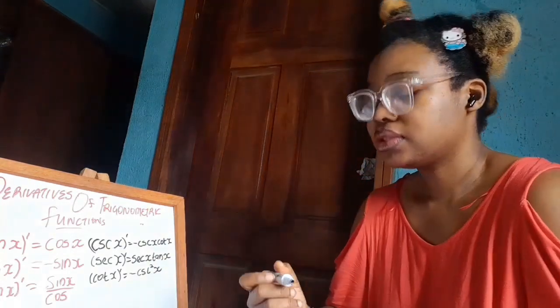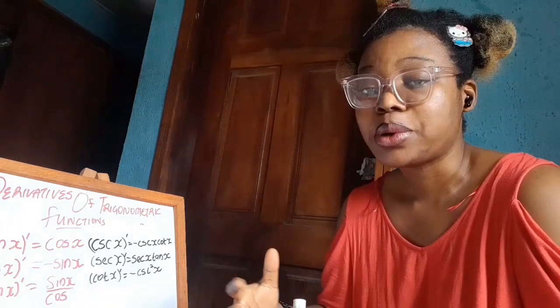The derivative of cot x is minus cosecant square x. And those are the derivatives of trigonometric functions, and we have to memorize them for future use.